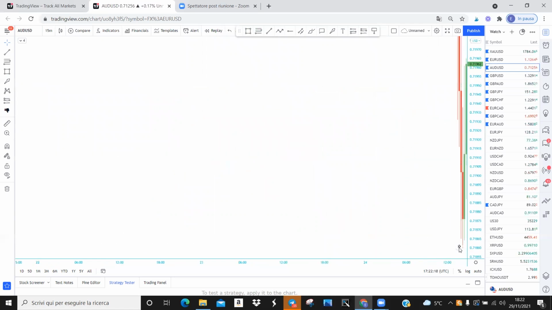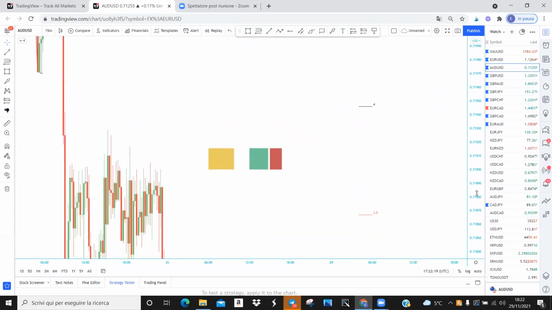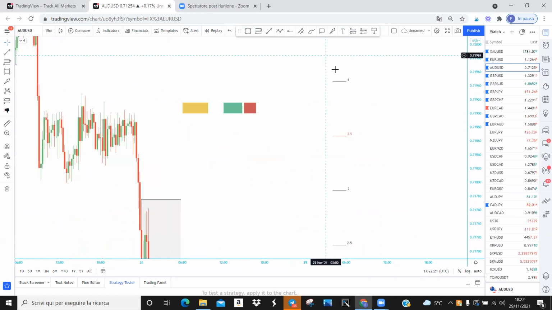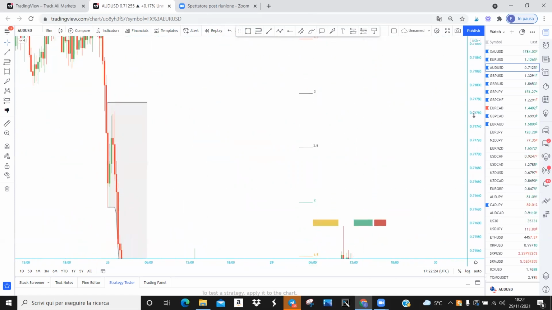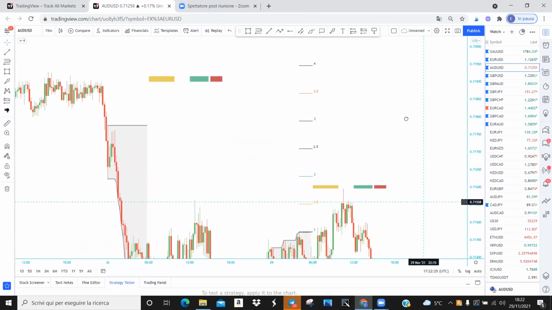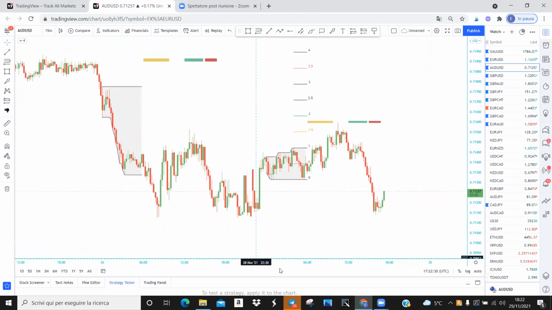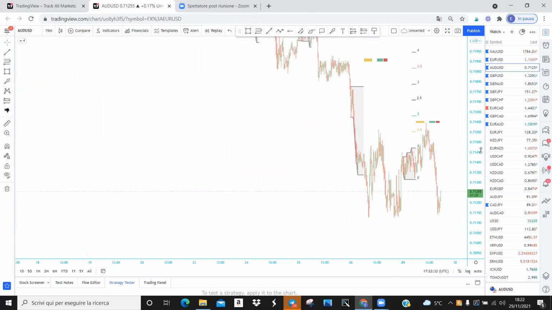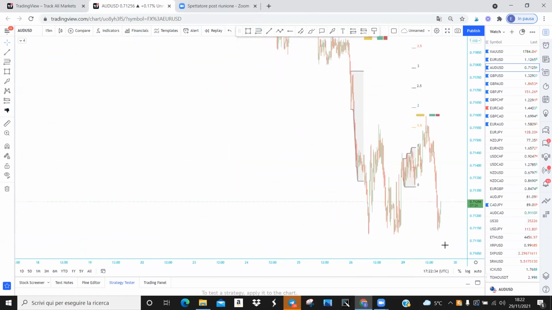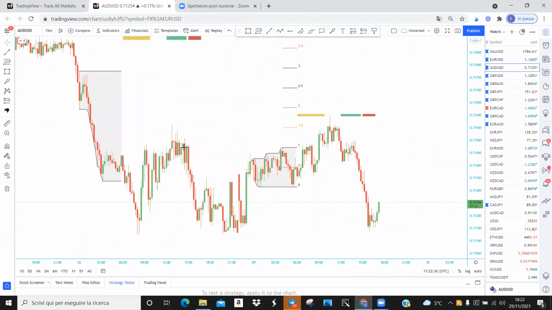AUD/USD. So AUD/USD, let's see what's going on. Perfect. AUD/USD is overall bearish, right? Or if I zoom out, you can see what I'm talking about. It is overall bearish. Okay. So perfect. Here, Asian range is too big. We will not consider this.